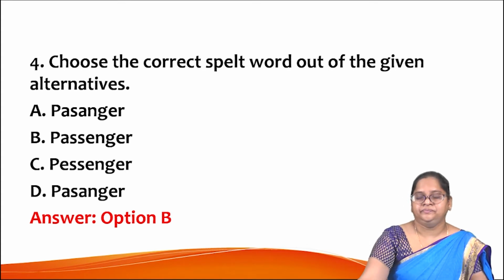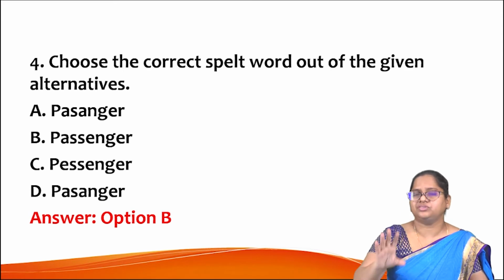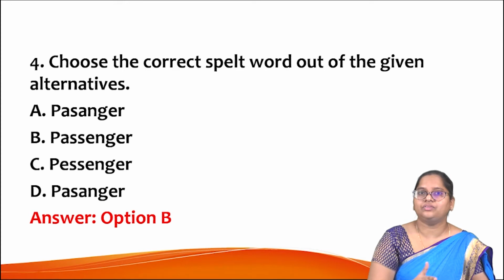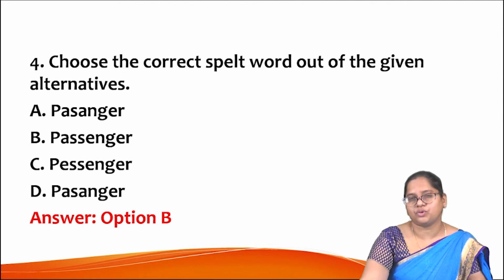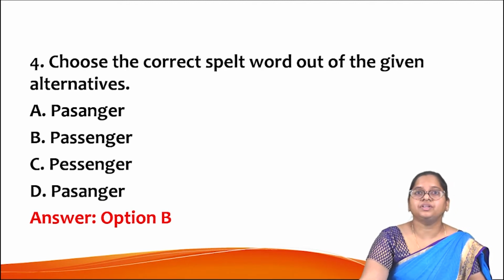Choose the correct spelled word of the alternatives. So the question can be asked in different ways. Not only one way, just the same way that is asked here, but you can expect the same question to be asked in different ways. So the options given: A, B, C, D.